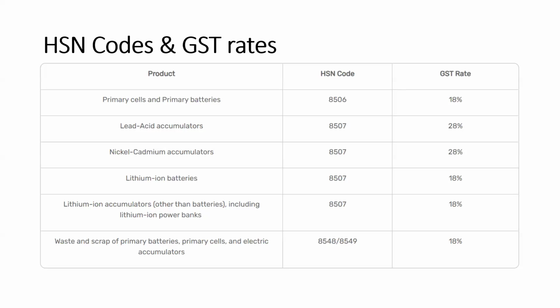GST rates and HSN codes I've just tried to compile. Primary cells and primary batteries, basically non-rechargeable ones, are under 8506, charged at 18%. Other secondary batteries can be classified in two: lithium-ion batteries and other batteries. Lithium-ion batteries or accumulators are classified under 8507, which is also 18%. But other than lithium-ion, every other battery or accumulator is charged at 28%. And waste or scrap of batteries falls under 8548 and 8549 and is charged at 18%.